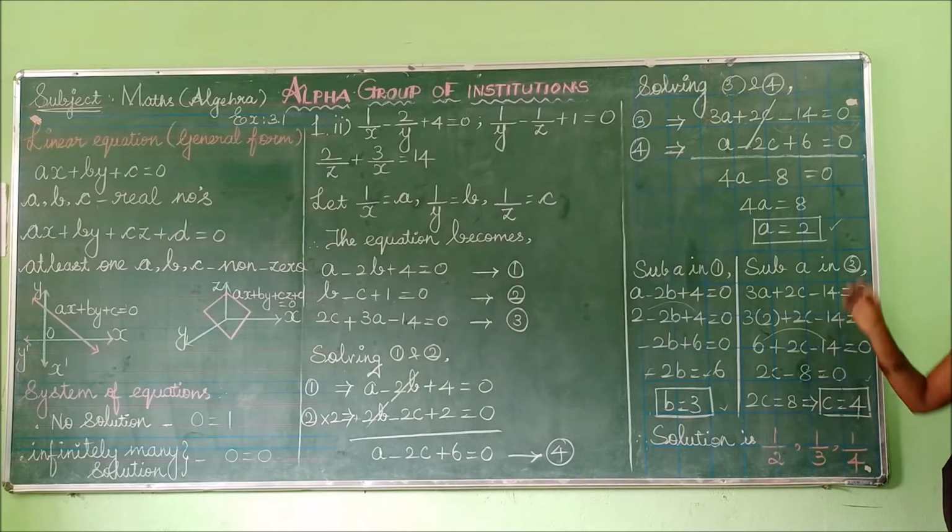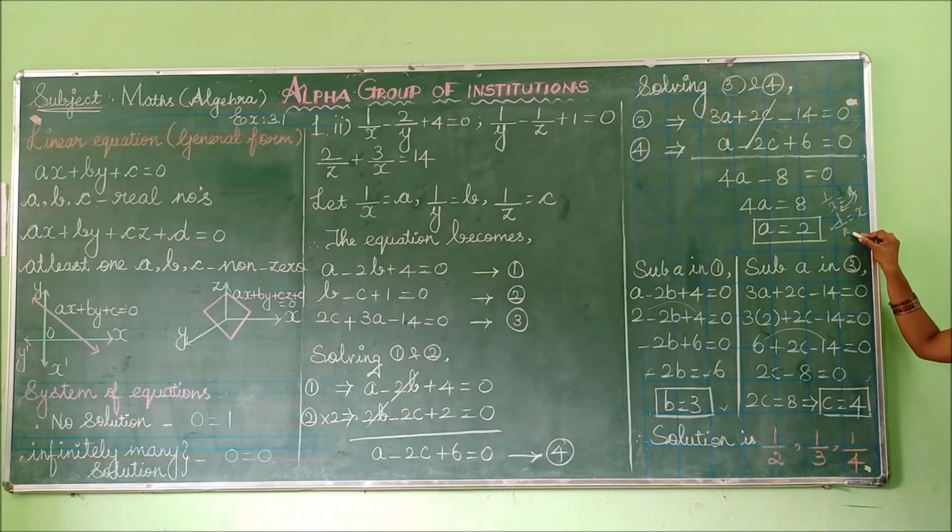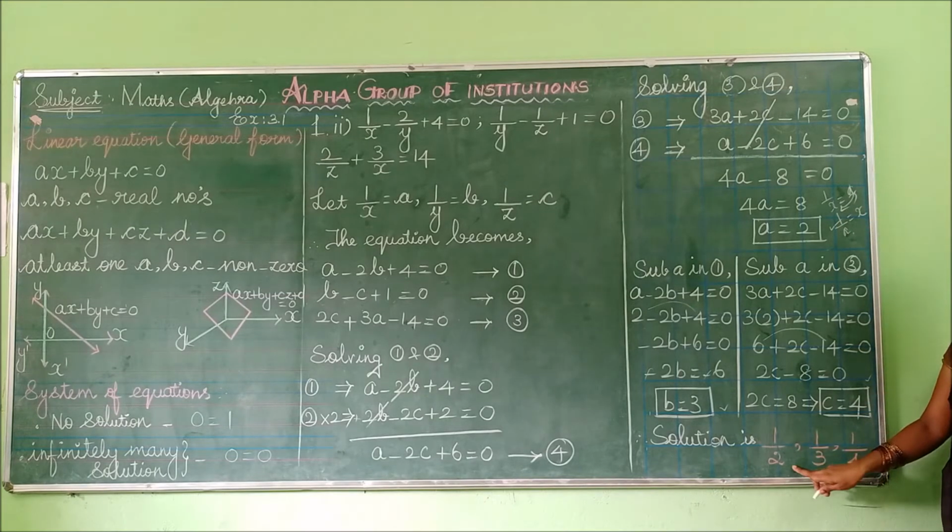So what is our a? Here a is equal to 1 by x. You need only x, so we have to interchange those values. So x goes to that side and a comes to this side. So what is our x? x is equal to 1 by a. So 1 by a means 1 by 2.